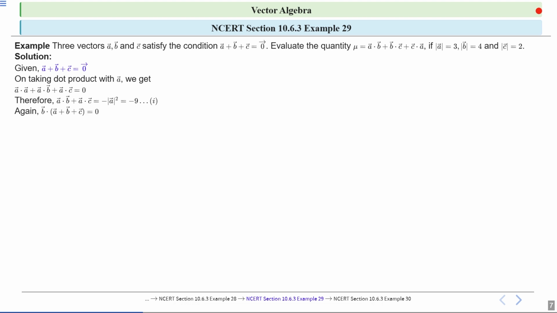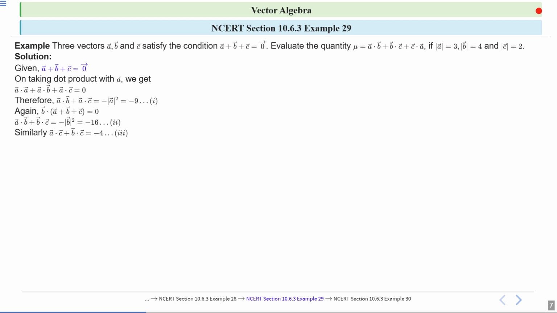Again, by taking the dot product with b vector, we will get b vector dot a vector plus b vector plus c vector is equal to 0 vector. So we get a vector dot b vector plus b vector dot c vector is equal to minus the magnitude of b vector squared, which is equal to minus 16, which is equation 2. Similarly, a vector dot c vector plus b vector dot c vector will be equal to minus 4.